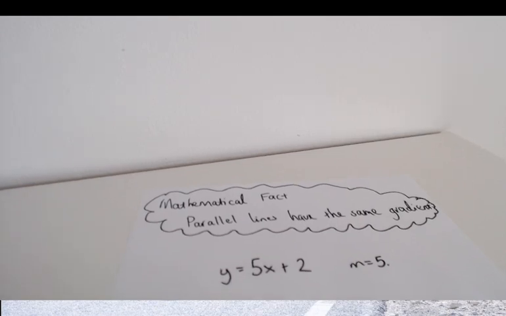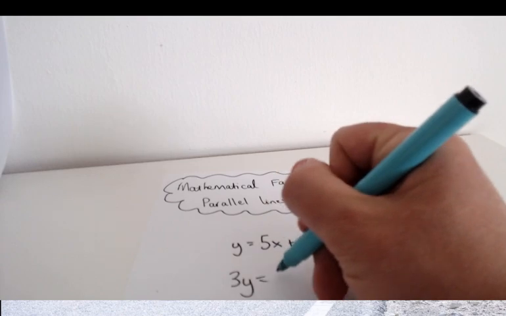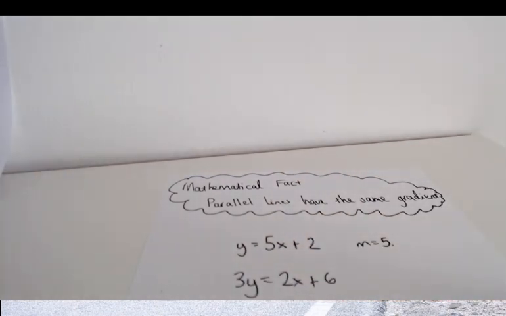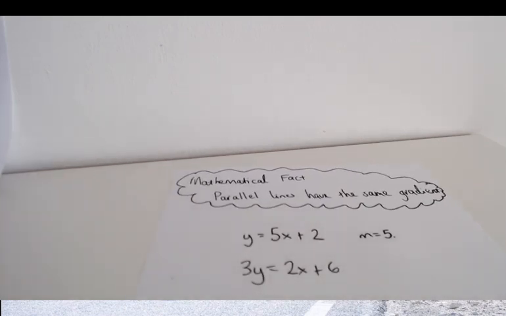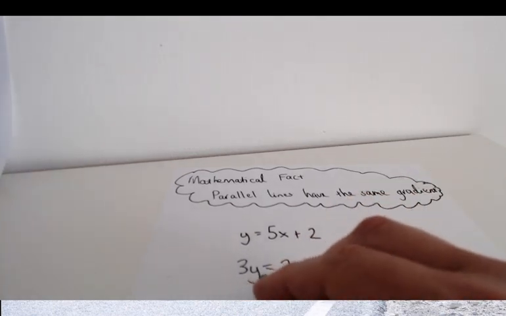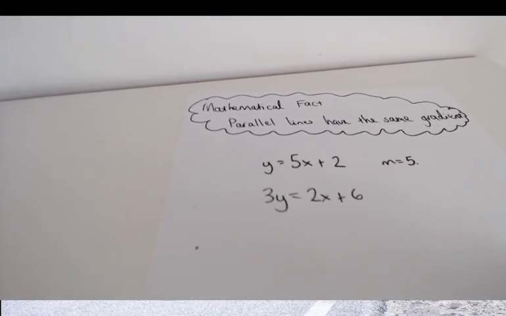Now, if we move on to something a wee bit harder, 3y equals 2x add 6. What's the gradient of that line? Go on. Who thinks it's 2? You're wrong. Now, going back to my earlier explanation, the gradient is the number before the x, but only when the equation says y equals. Not when it says 3y equals, only when it says y equals.